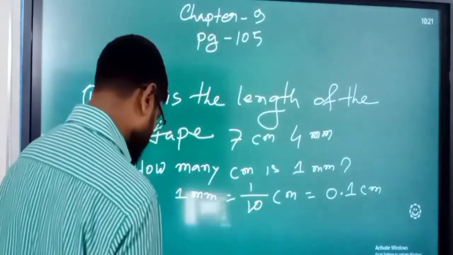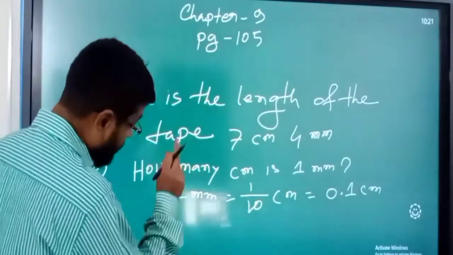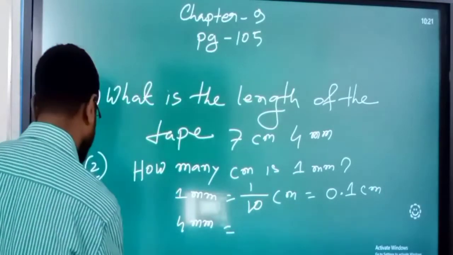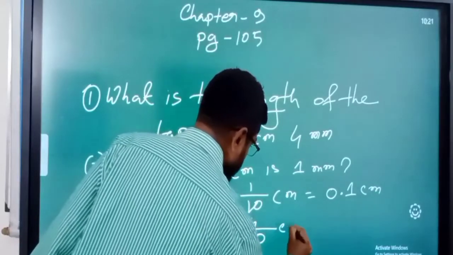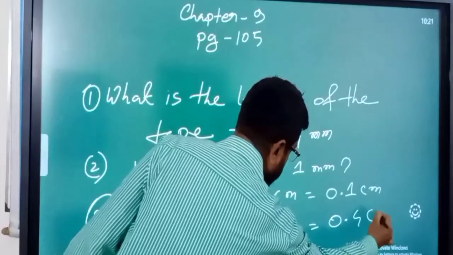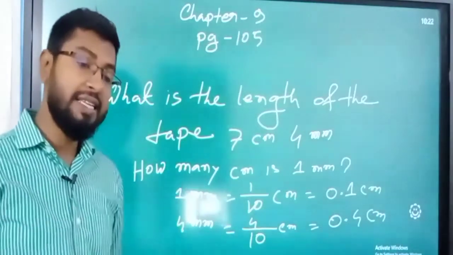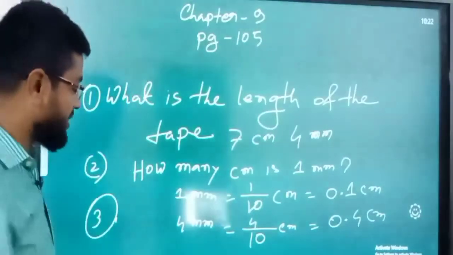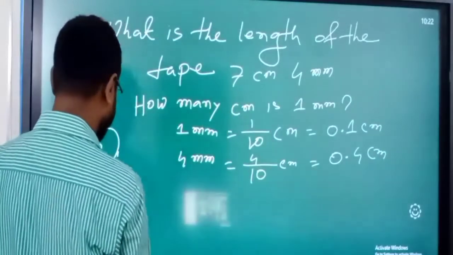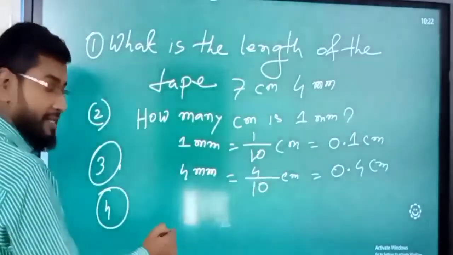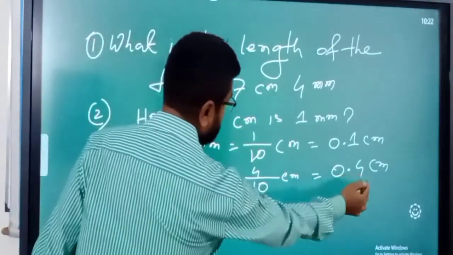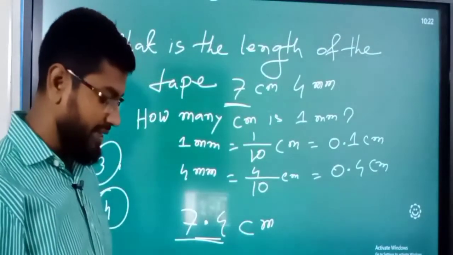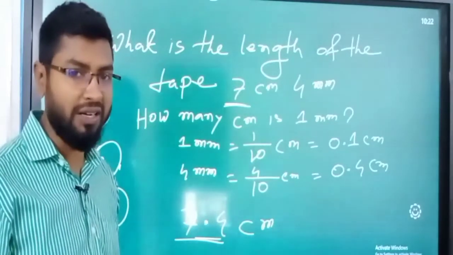Clear? I hope next part you can easily find out. So 1 millimeter equals decimal 1 centimeter. So 4 millimeter equals, how will I write? 4 by 10 centimeter. Now 0.4 centimeter. And together, 7 centimeter 4 millimeter equals how many centimeter? It should be expressed as a decimal fraction. It is 7.4, where .4 is the decimal part and 7 is the whole number. This is centimeter. I think you have understood. And next part is for you.